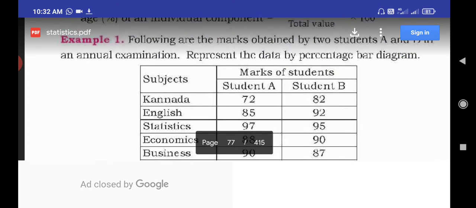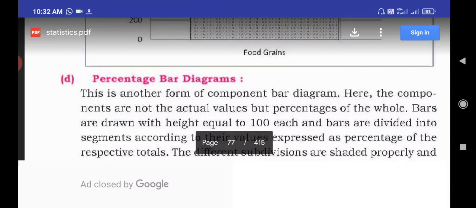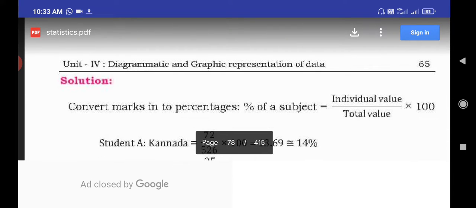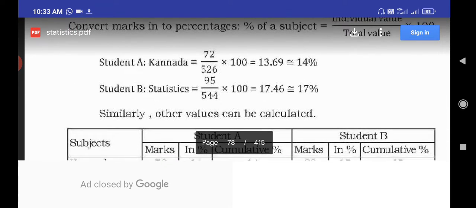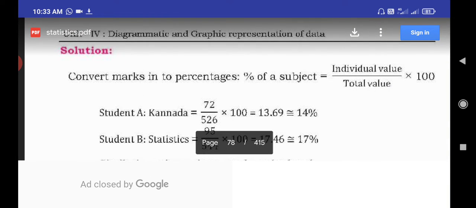Original data we should convert into a percentage. That percentage data we have to represent in a graph. So let us know how to represent it. This is the way. There is a formula for converting to percentages: individual value divided by total value into 100. Individual value divided by total value into 100.